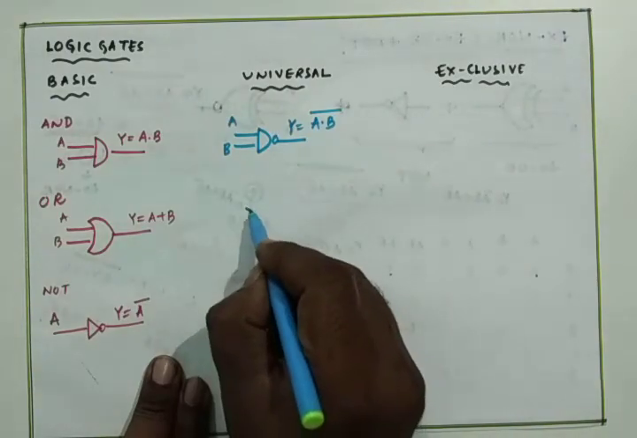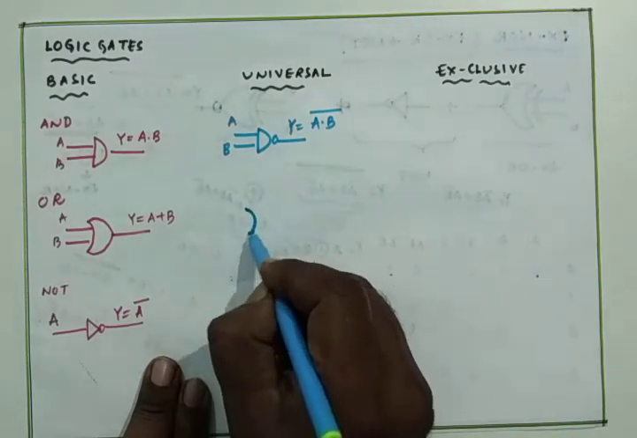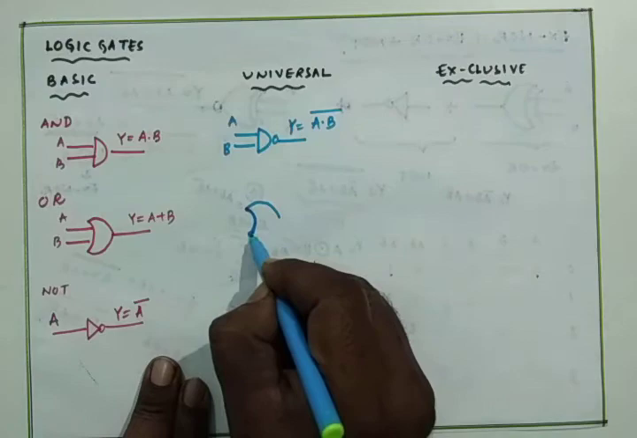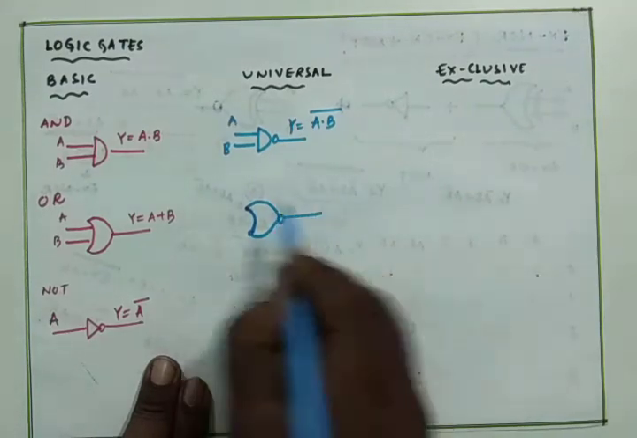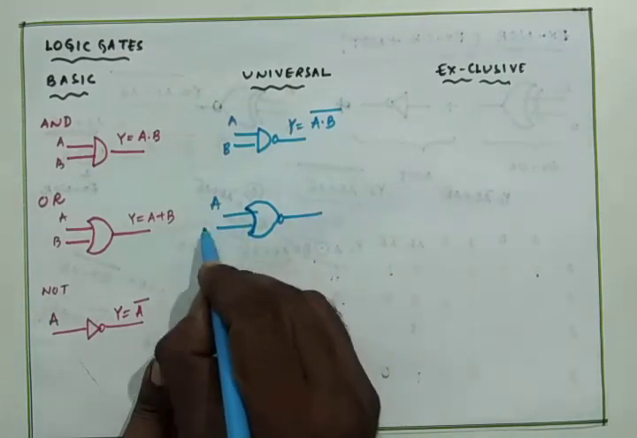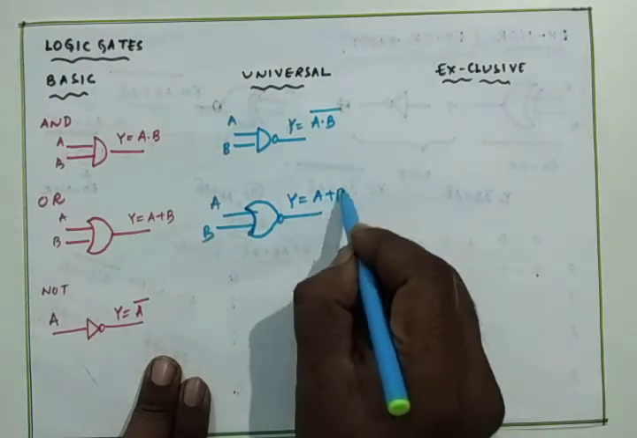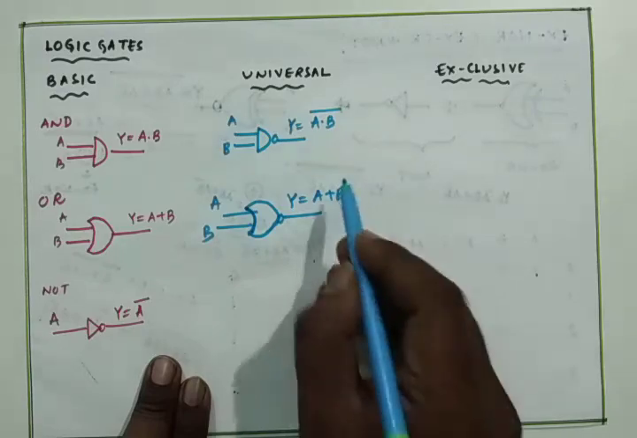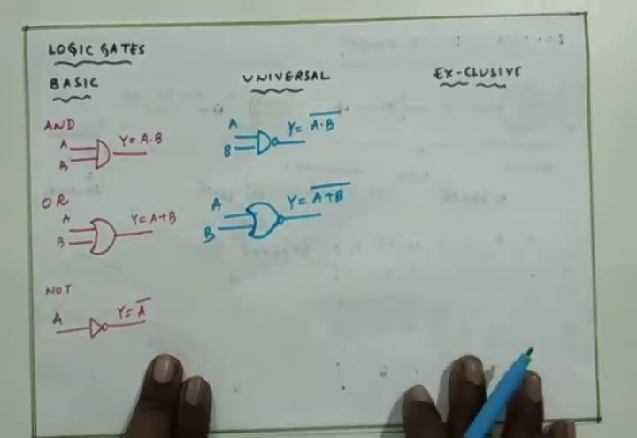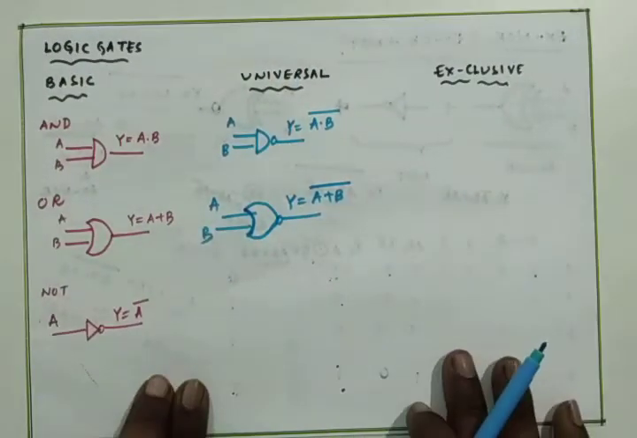Coming to the NOR gate, NOR is nothing but the complement of OR. So this is A, B. Without the bubble, it is simply Y is equal to A plus B. But due to this bubble, we have the complement over the output. These are the universal gates.